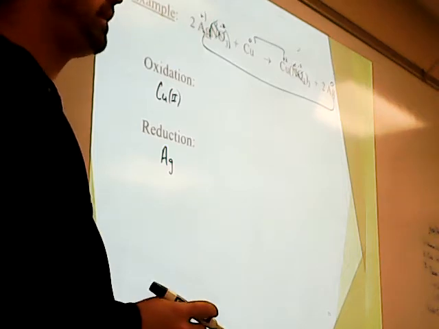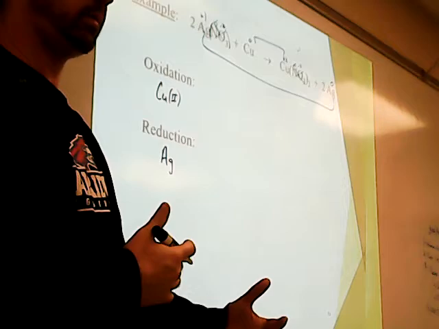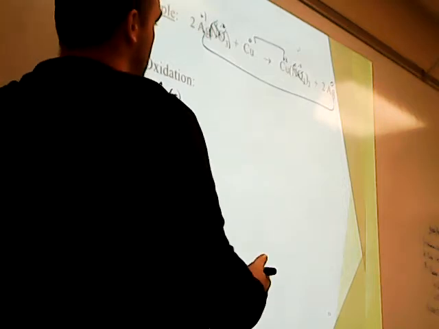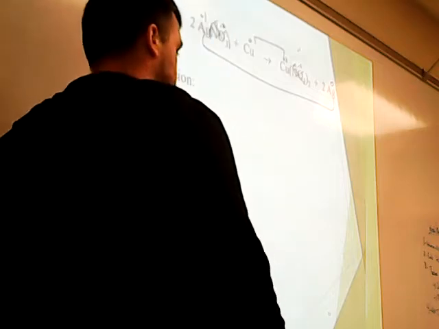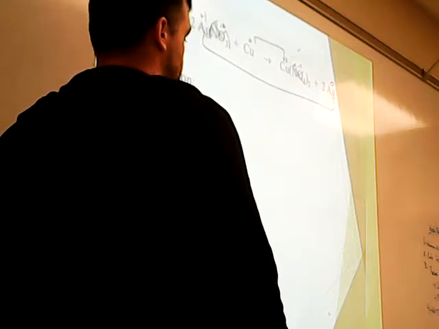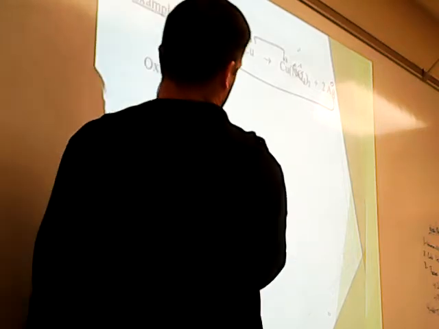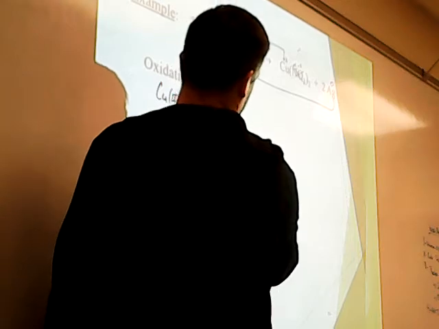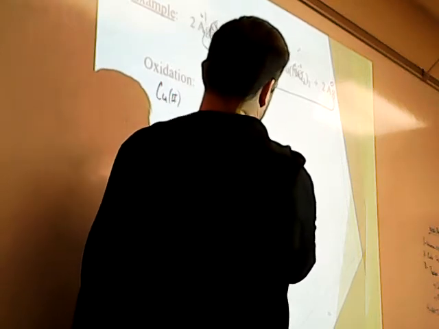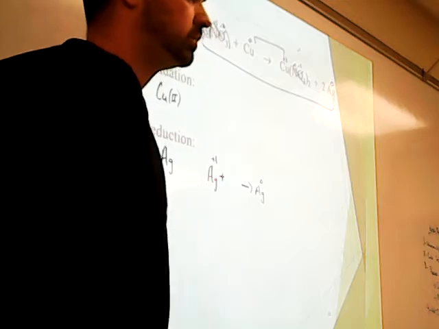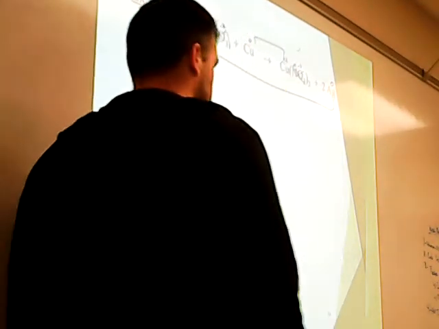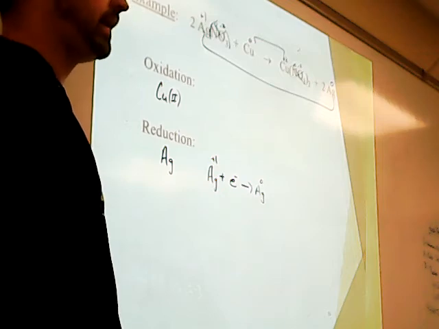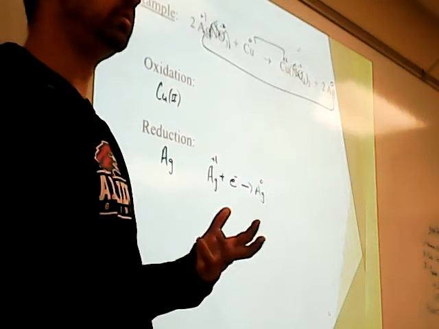Right? So now I need my half reactions. If we want to start with reduction, we start with Ag +1. That plus what will give me Ag 0? 1 electron. So there's your balanced reduction half reaction, using electrons.